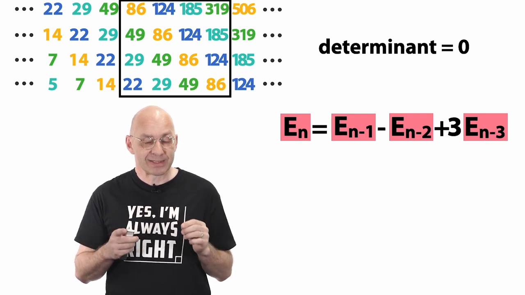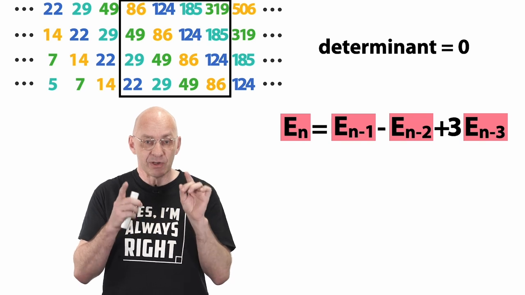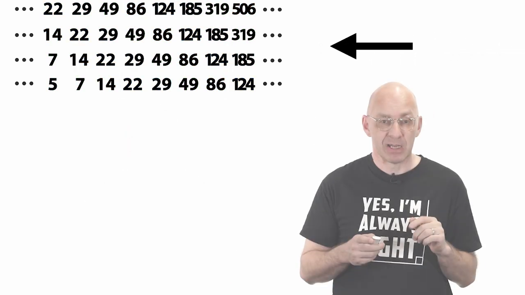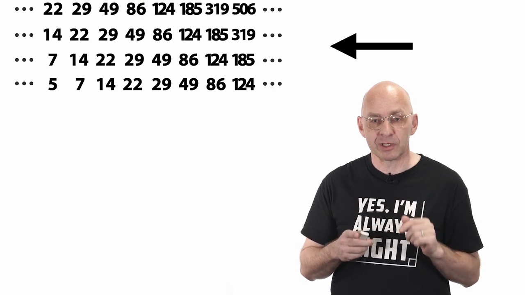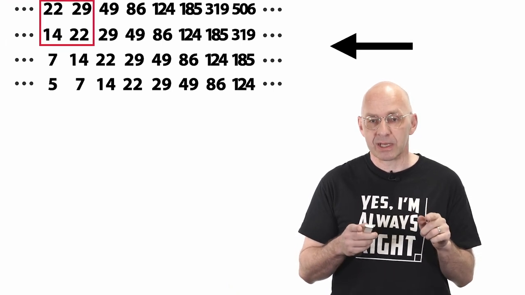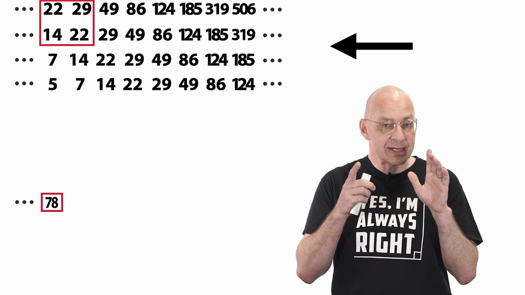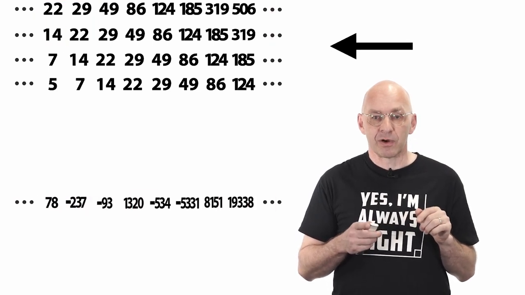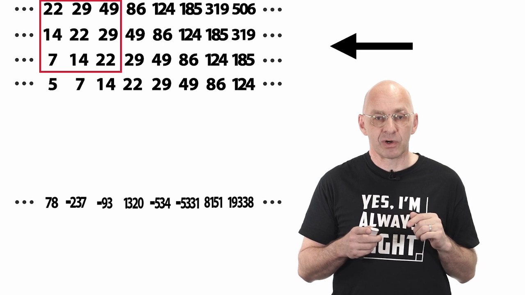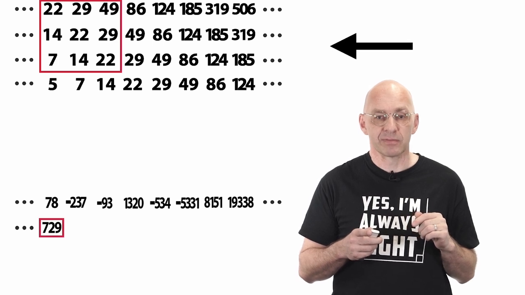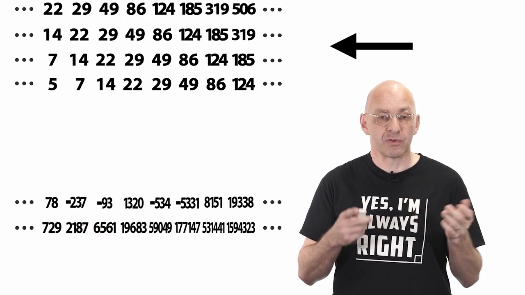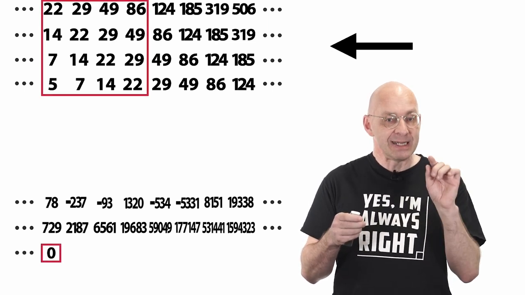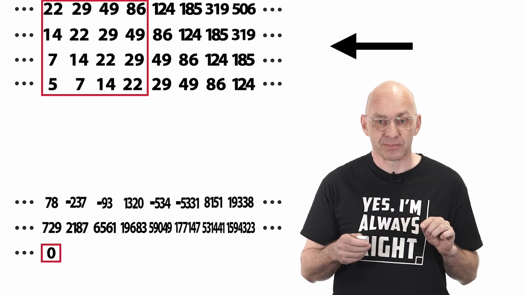The algorithm runs like this. First, write down a few copies of the sequence staggered like we just did. Now calculate the determinant of this 2x2 block and note the resulting number underneath. Calculate the next determinant, and so on. Now we calculate the determinant of this 3x3 block of numbers and record the result. Shift, and so on. On to the 4x4s. There, a zero, which means that one row of the 4x4 block is a linear combination of the other rows.